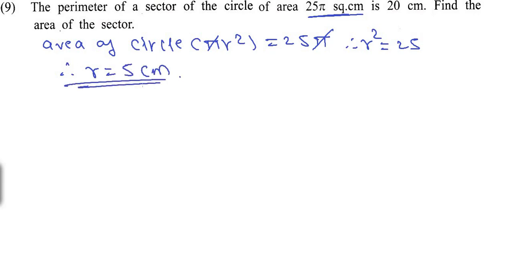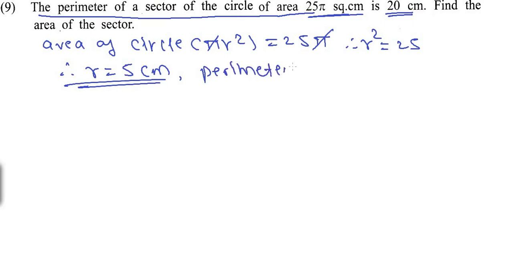Here we got the first data. Next, perimeter of sector is 20 centimeter. See the construction of the sentence. The perimeter of a sector of circle of the area. So area of the circle is 25 pi and the perimeter is 20 centimeter. So perimeter is equal to 20 centimeter.